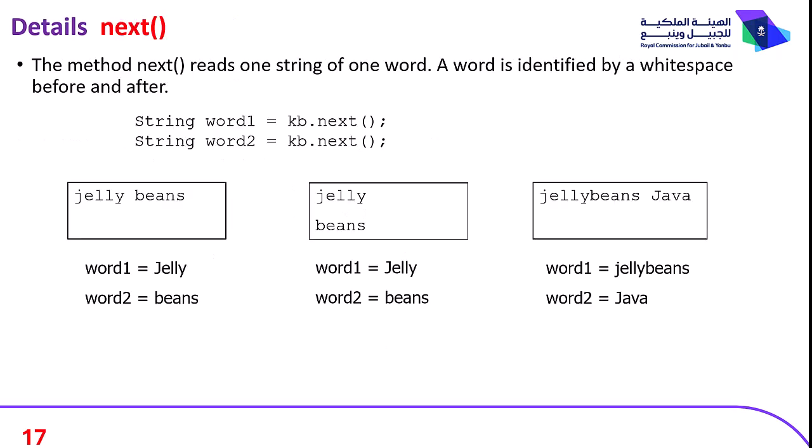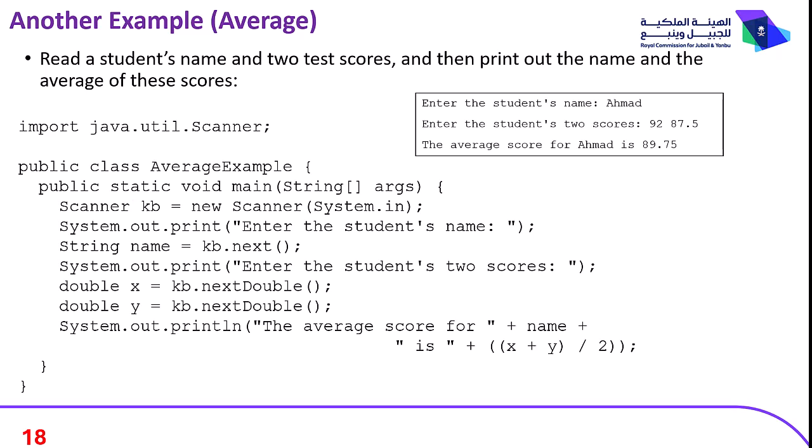Input details, next. The next method captures exactly one word, ending at the first white space it encounters. For example, if the input is jelly beans, the first next call gets jelly, and the second gets beans. Average example. In this more complex example, we read a student's name using next and 2 test scores using nextDouble. The program then calculates and displays the average score in a single formatted output line.